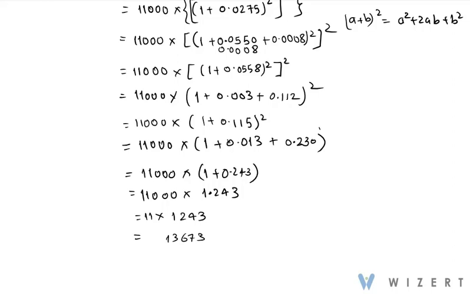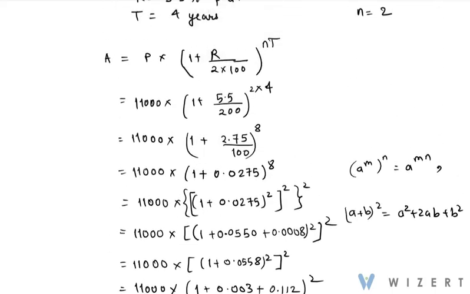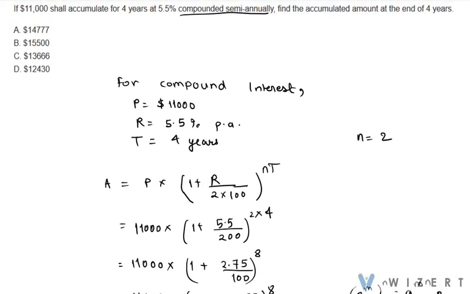So 13,673. Now since we have rounded off a lot of numbers in the above calculations, the given answer will be near this particular solution that we have got. We have got the amount as $13,673. So we'll find the option which is nearest to this, 13,673. Yes, this option is nearest to this particular number. So the answer is option C.